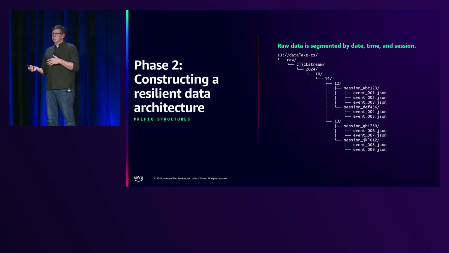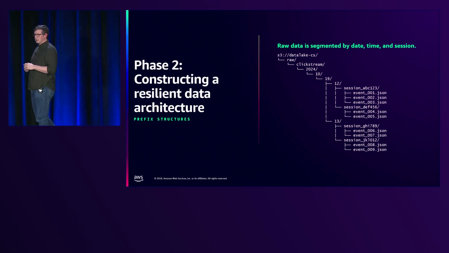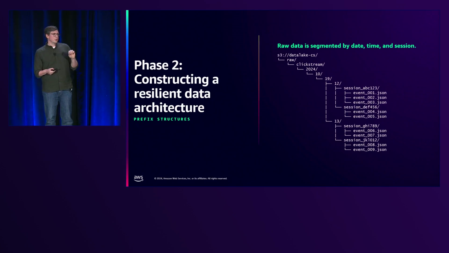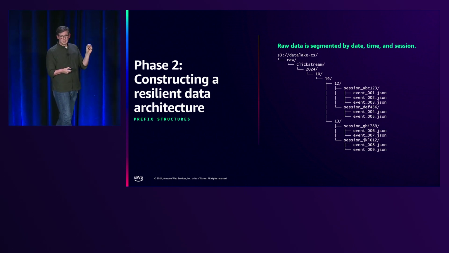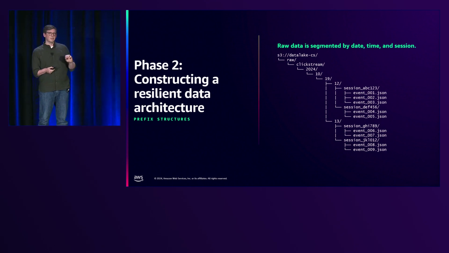Now, our clickstream data is being fed from our streaming platform, MSK, and so in this case, it is naturally ordered by time. So a reasonable key structure for it to land in S3 is something that looks like this, and it's segmented by date, for instance, year, month, day, and then finally a session ID.